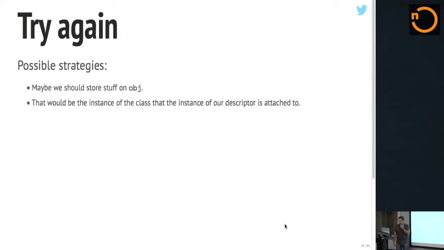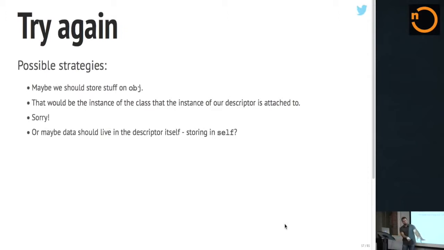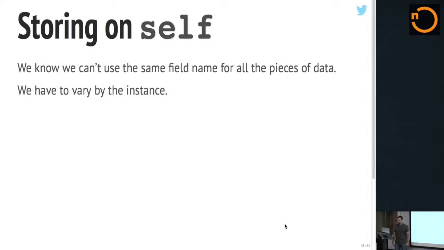Possible strategies, recipes for how we could write our descriptors. We might try storing stuff on object, that's the instance of the class that the instance of our descriptor is attached to. Sometimes I have no idea what I'm saying myself. It's really not my fault. It is that complicated. Or maybe instead of attaching stuff to object, we could attach stuff to self, that's the descriptor itself, but we'll have to vary it somehow. So let's look at those strategies, and maybe this will help us understand our get method a little bit better.